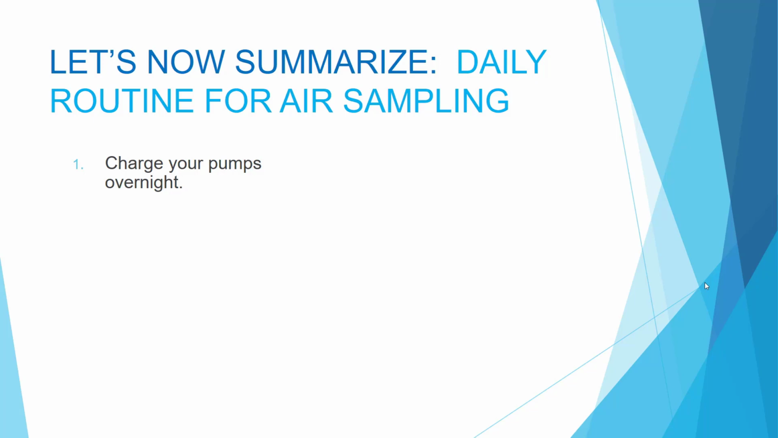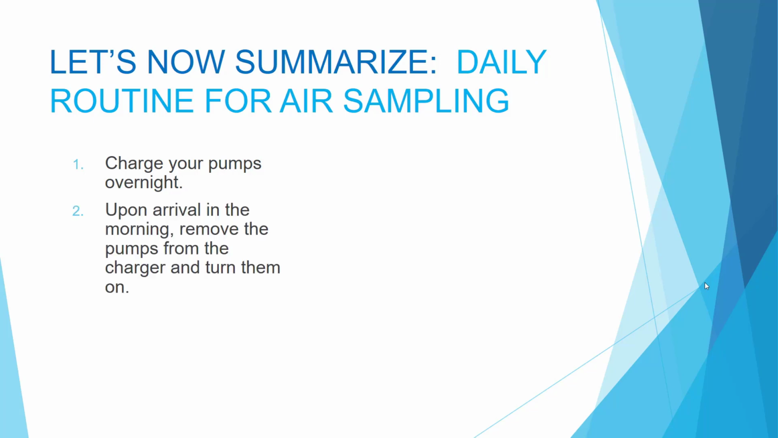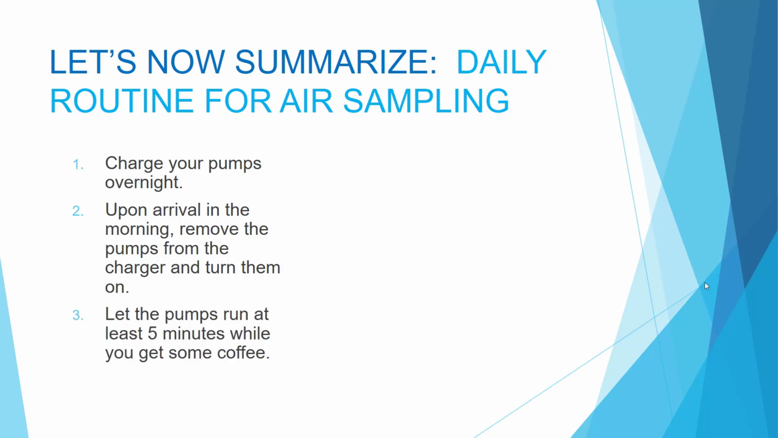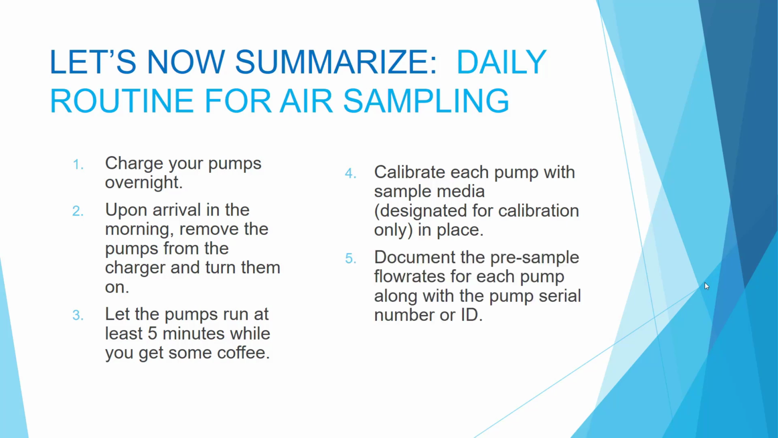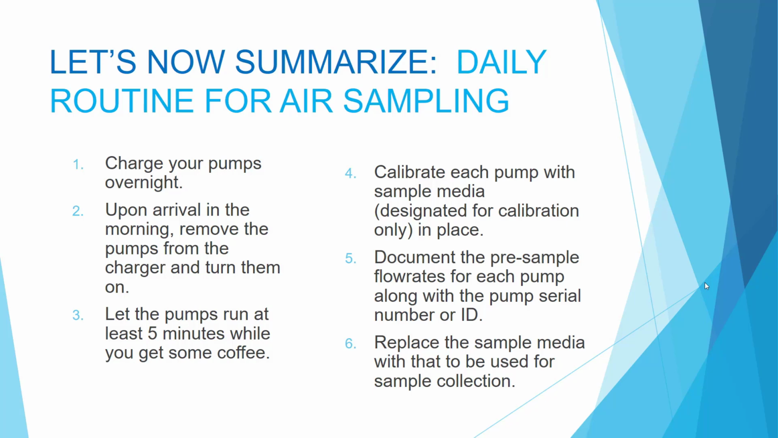Let's now summarize your daily routine for air sampling. First, charge your pumps overnight. Upon arrival in the morning, remove the pumps from the charger and turn them on. Let the pumps run for at least 5 minutes while you go get some coffee. Calibrate each pump with sample media designated for calibration only in place. Document the pre-sample flow rates for each pump along with the pump serial number or ID. Replace the sample media with that to be used in the field for sample collection.